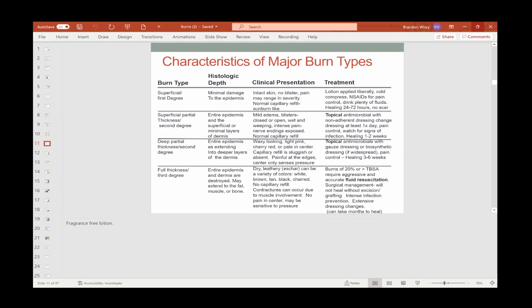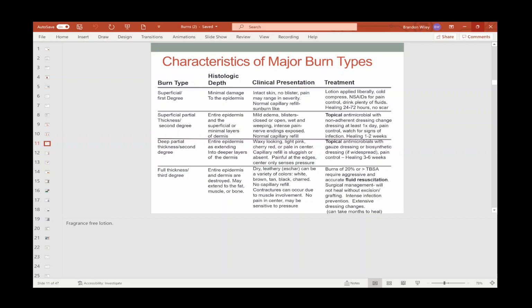So with these burns, if you have anything over 15 to 20 percent, you're going to have to give some fluids. You're going to have to resuscitate them. This is very serious. So this takes months. It's going to take months to heal that tissue. They may never totally get it back.